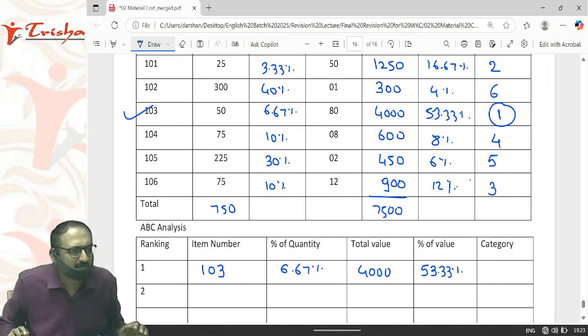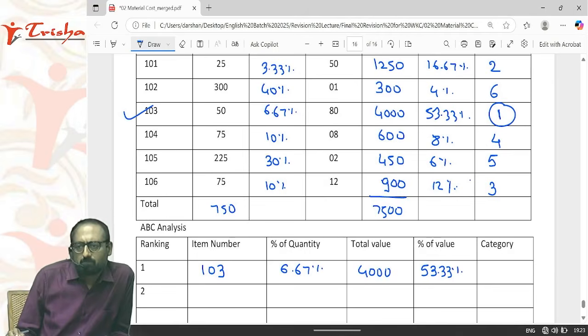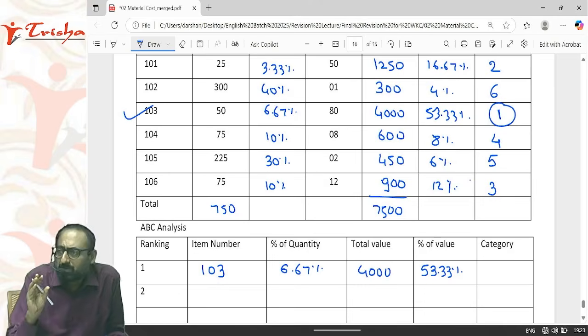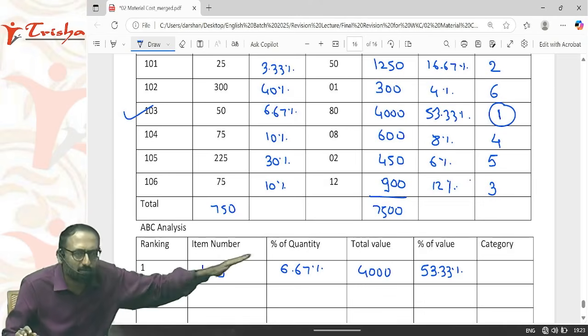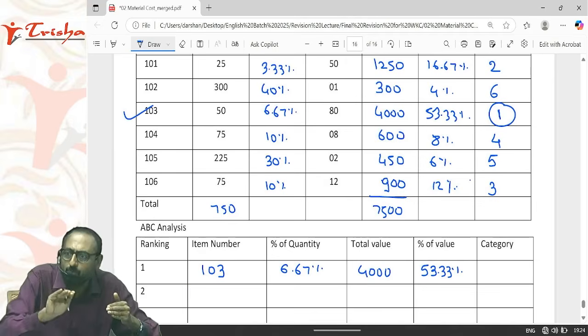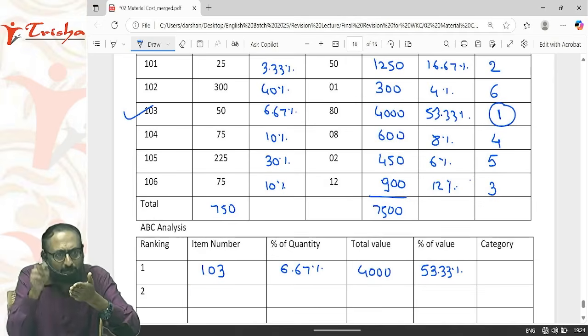Kindly tell me, in A category which goods will you cover, whose value is approximately 70%. Is 70% over, sir? No. Then what will you do? You will add one more. Till approximately 70% is completed, you keep adding, Sirji.